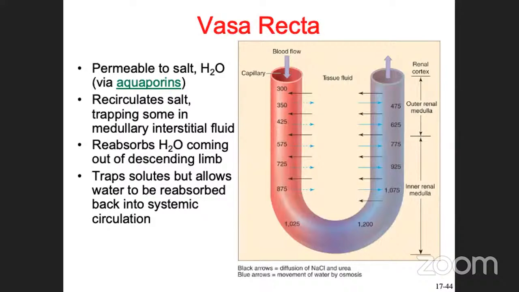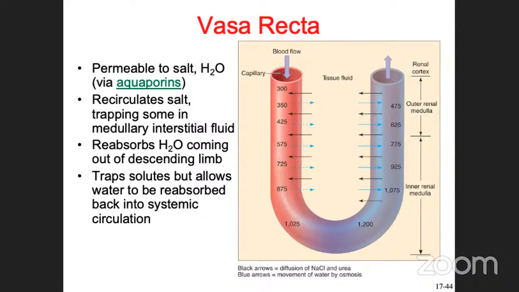All right, we move on to the Vasa Recta. What is Vasa Recta? These are the peritubular capillaries in the kidney that I've mentioned earlier, situated parallel to the loop of Henle. They surround the loop of Henle, kind of wrapping it, and allow the transport of important components, water, maybe sodium, into the capillaries.